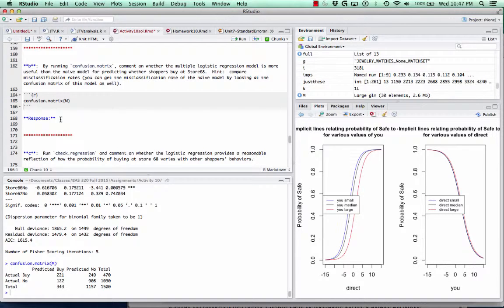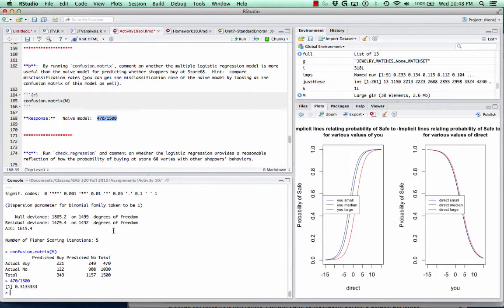So we're going to look at the misclassification rates. The naive model, how is it going to do? Well, the naive model is going to predict everything to be the majority. In actuality, 470 shoppers made a purchase at store 68, and 1,030 did not make a purchase at store 68. So the majority did not. So the naive model is going to predict that everyone did not make a purchase at store 68. That naive model is going to make 470 misclassifications. So 470 out of that 1,500 results in a misclassification rate of 31.3%.